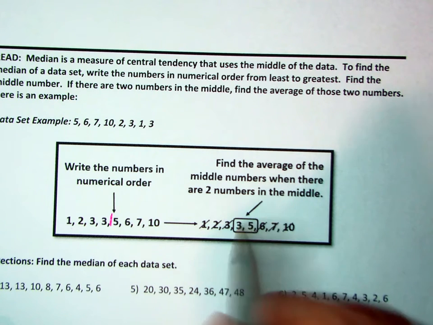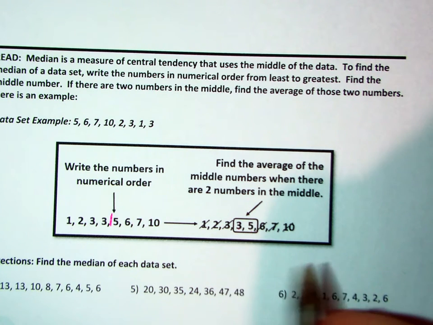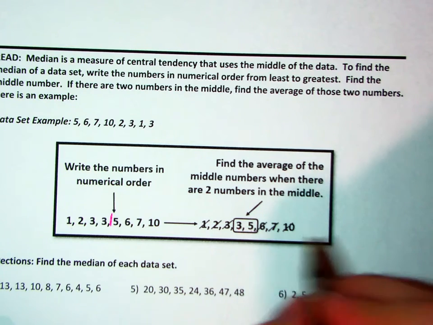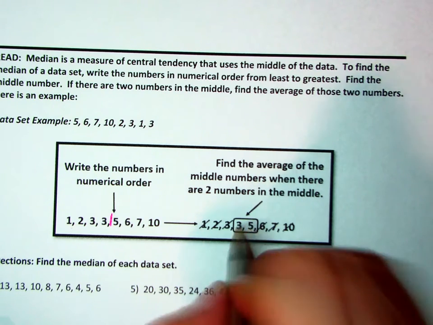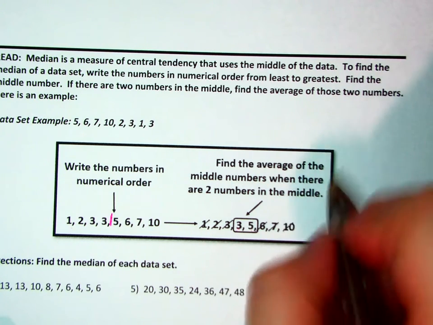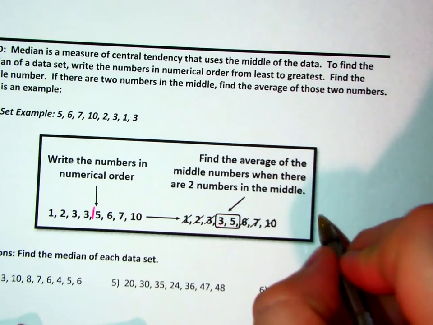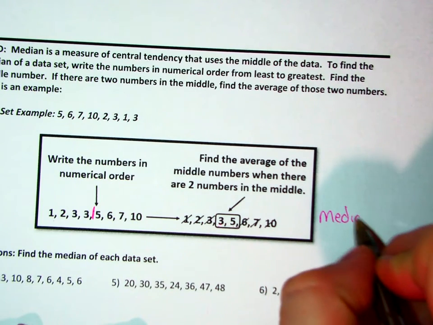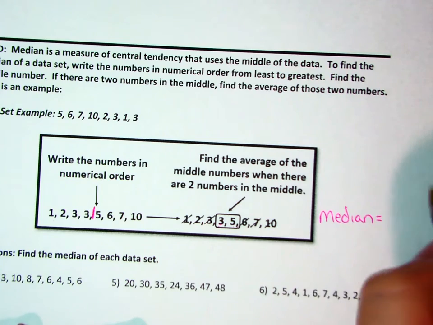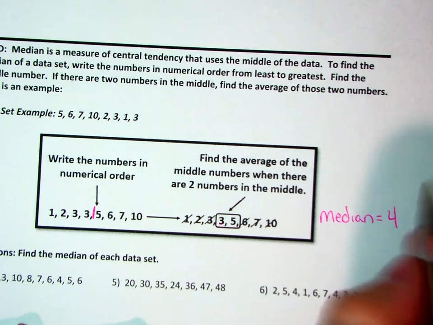5 plus 3 is 8. 8 divided by 2, because I'm averaging 2 numbers, is 4. So my median equals 4.